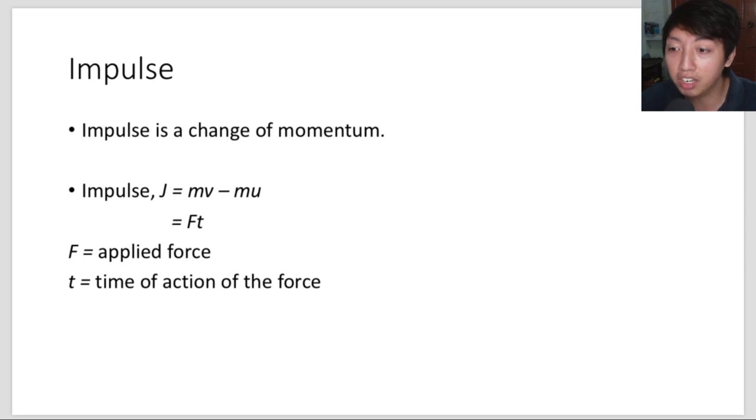Okay, and we use J. So J equals mv minus mu. So mv minus mu, we just looked at that just now. Right? mv minus mu, or sometimes it is also Ft, where F is force and t is the time of action of the force. So, to give an example of where there's impulse, your textbook uses the example of someone jumping, a long distance jump.